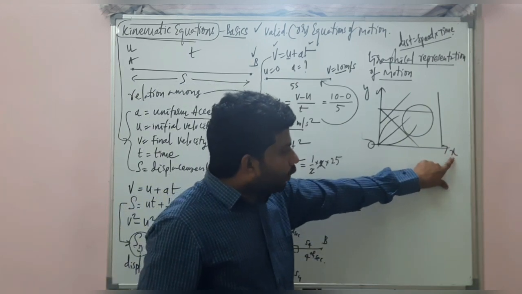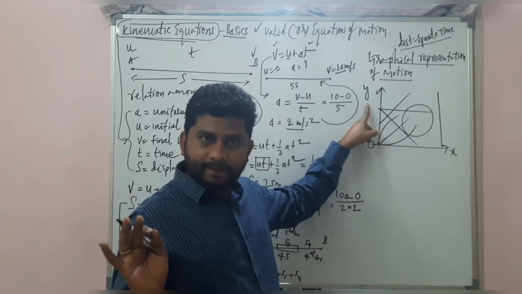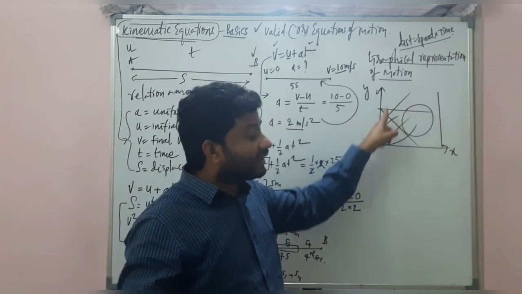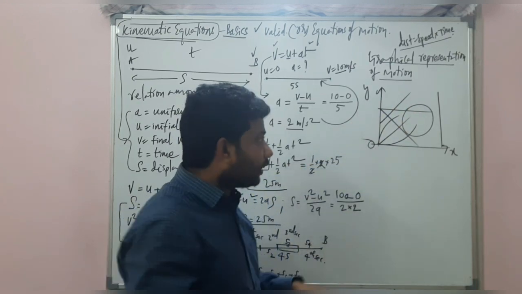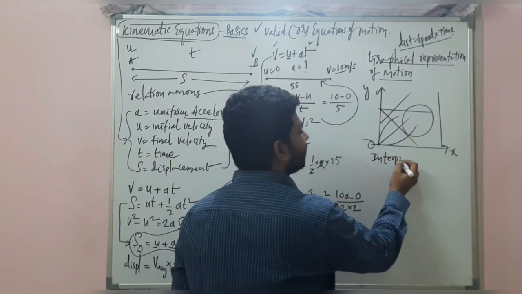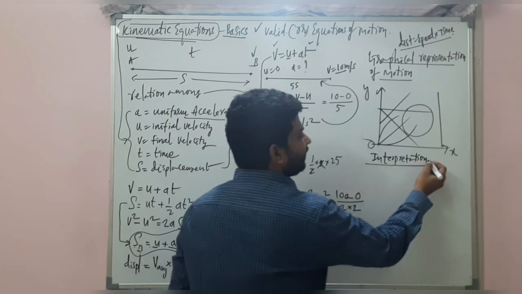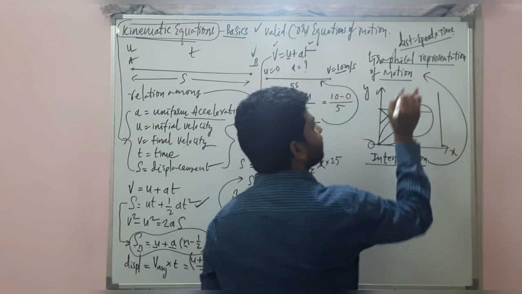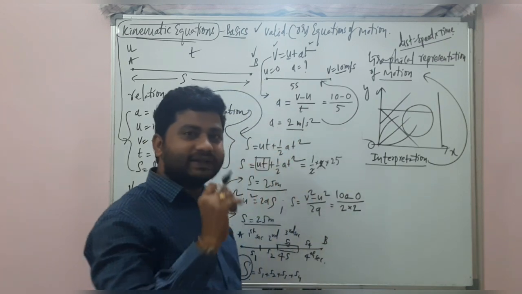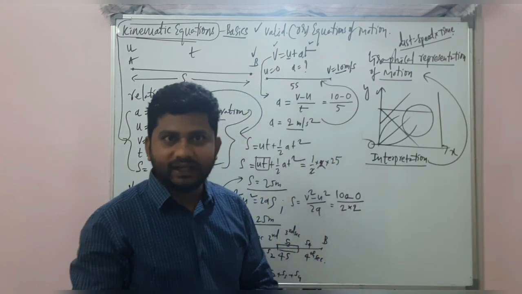After identifying what is along the x-axis and what quantity is along the y-axis, after understanding the graph line, now comes the interpretation of the graph. From the interpretation of the graph, you should understand the graphical representation of motion. Understand? Clear, my dear students?